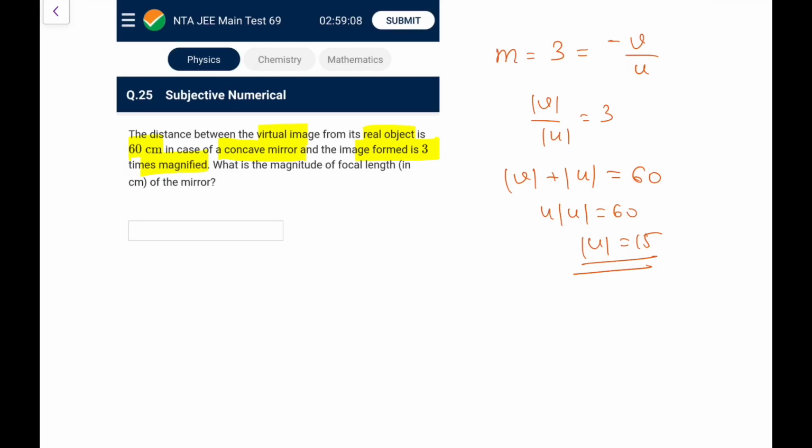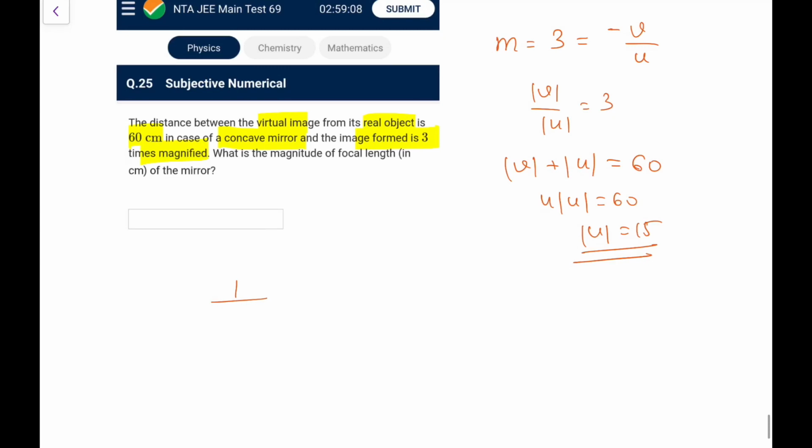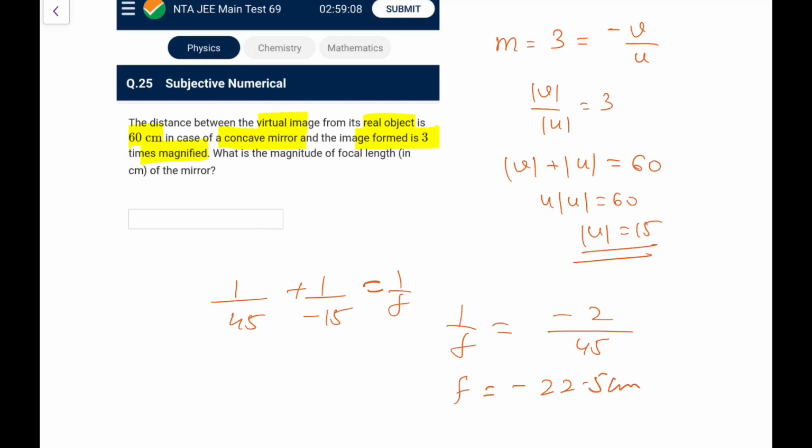Now you can calculate the magnitude of the focal length easily. 1 upon v, 1 upon 45, plus 1 upon u, 1 upon minus 15, is 1 by f. So 1 by f comes out as minus 2 upon 45, so f comes out as minus 22.5 centimeter for sure. So that's again a good question, not tough but a smart one.